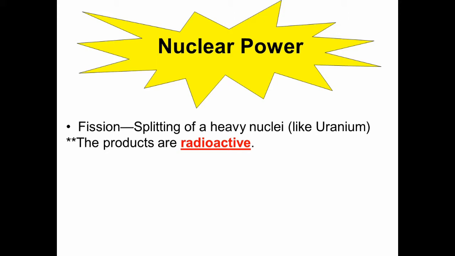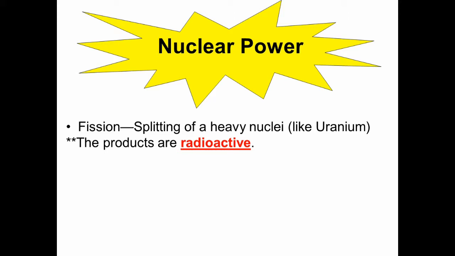Let's talk about nuclear power. If you split an atom, that's called fission. Someone said they remember the difference between fission and fusion because fission has two S's, and so you could slice between them. Scissors also has two S's, so fission is cutting.